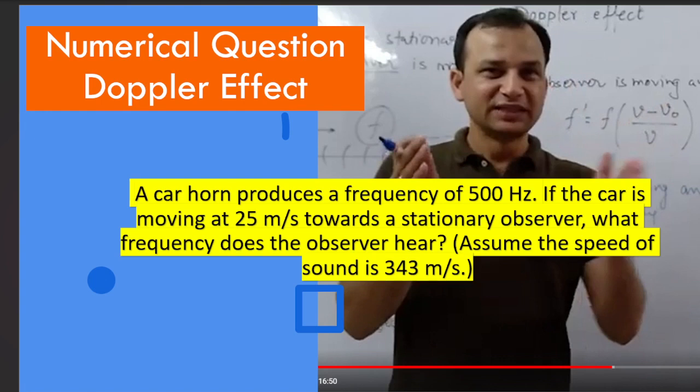Hello everyone. In this video we are solving a question related to Doppler effect. The question is, a car horn produces a frequency of 500 Hz. If the car is moving at 25 meter per second towards a stationary observer, what frequency does the observer hear? Assume the speed of sound is 343 meter per second.